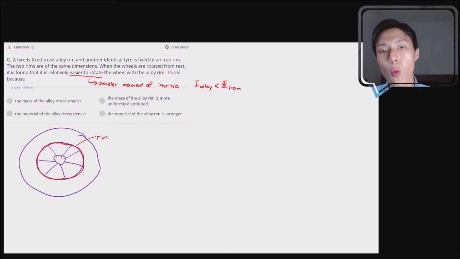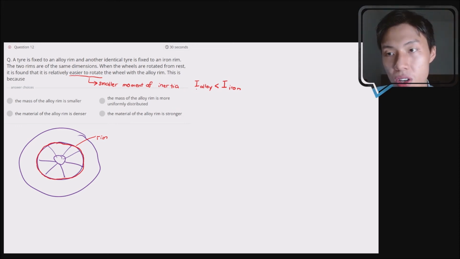Okay, so what are the things that cause a change in the moment of inertia? We know that moment of inertia depends on both the mass and it depends on the distance of the mass from the axis of rotation, and the axis of rotation should be at the center.